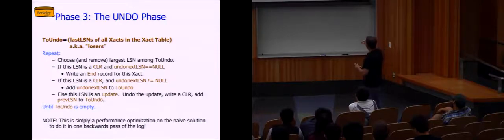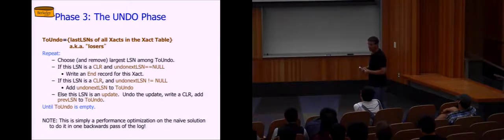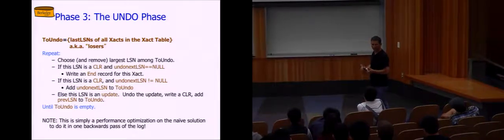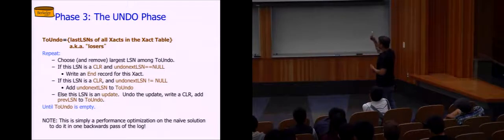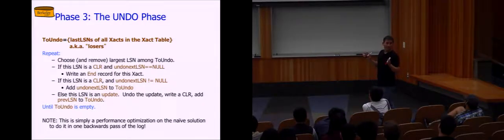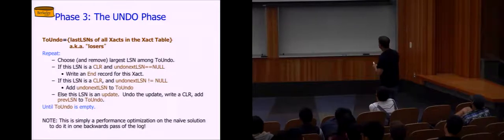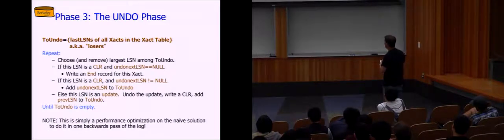But if it was a CLR and its undo next LSN is null, that means it's the CLR of a transaction that was finished undoing things. This is the compensation log record for the first log record of some transaction. So we don't have anything more to undo. We just write an end log record for that guy. He's done undoing.